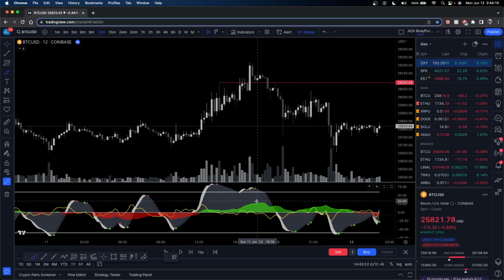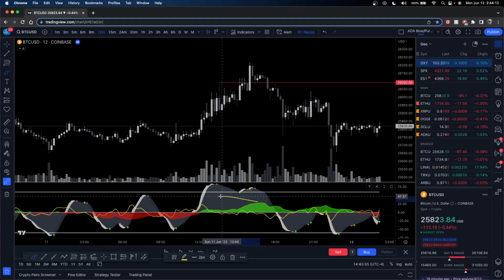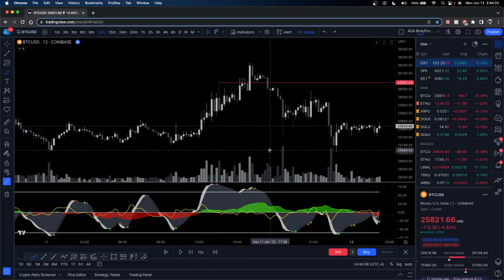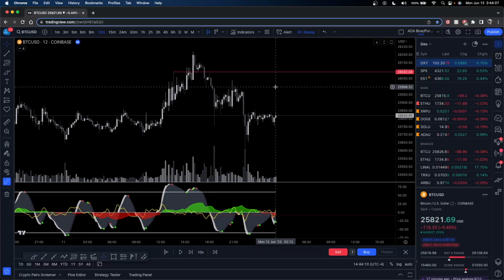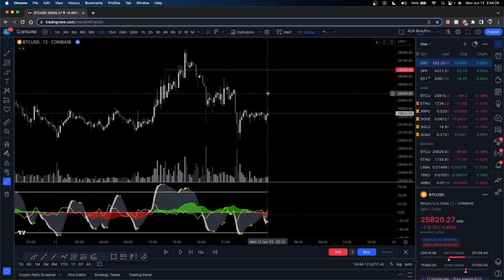Let's just say money flow was this thick, right? And then it started to come down. So this whole thing was colored in, and this was all money flow. So money flow would be diverging and the waves would be diverging. This is a very strong signal, especially on the 12-minute time frame. So you want to be looking for those kinds of divergences.